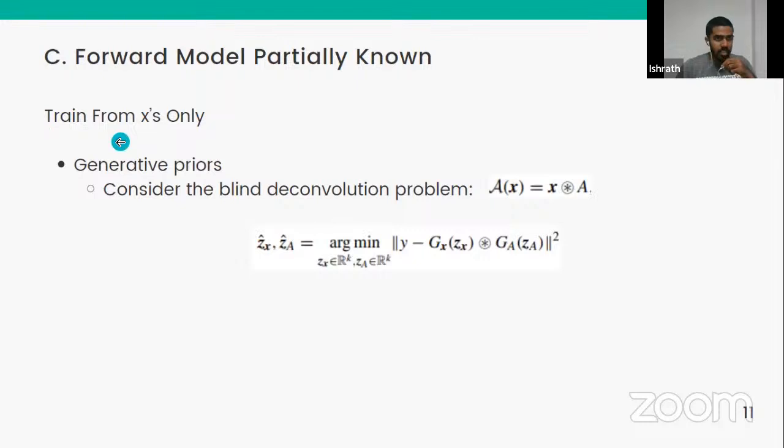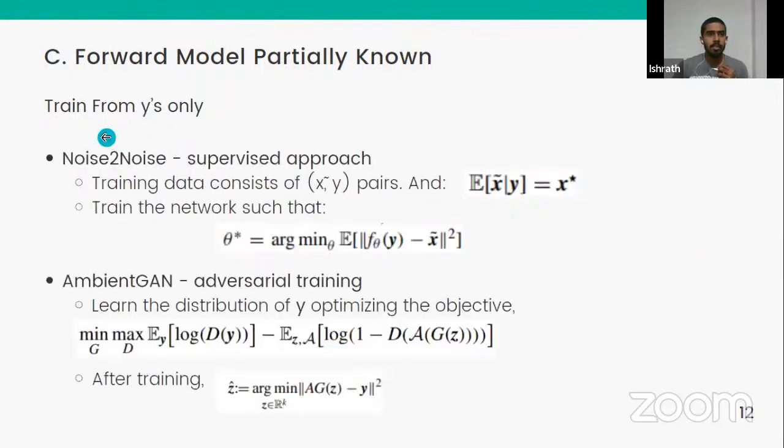In this slide, we try to reconstruct from the ground truth images. Now it has become harder. We only have the measurements with us. So how to tackle this reconstruction problem? This paper provides two approaches. One is a supervised approach called Noise2Noise.